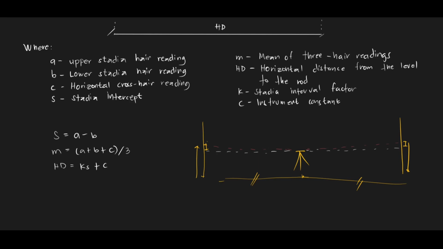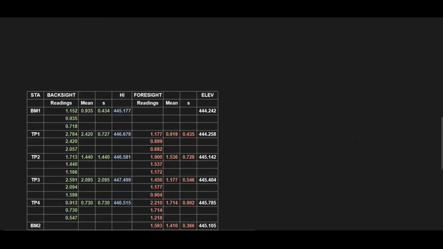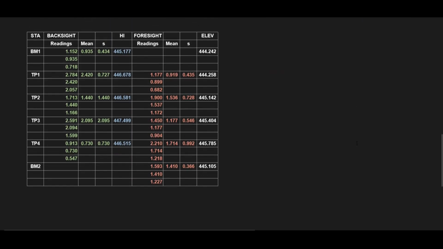Say, for example, if your rod is right here and the distance between this point to this is very huge, right? So as you can see here, you have a difference in error. So once you compute, they will not cancel out. Okay, so that's it. But in computing the levels, you will only be using the mean of the three hair readings. Okay. So let's now proceed to a table of values right here.